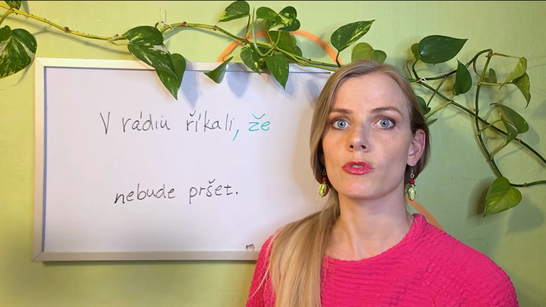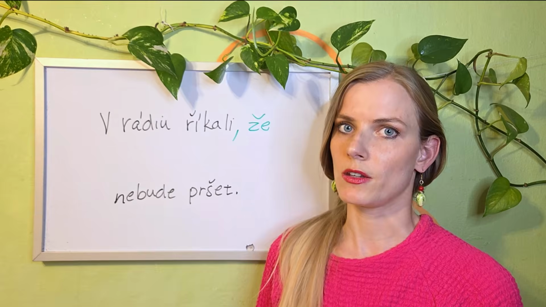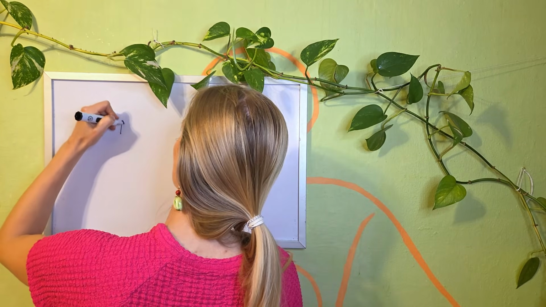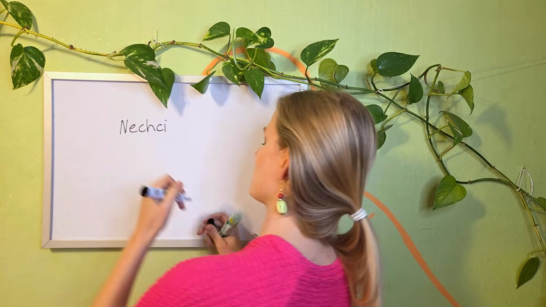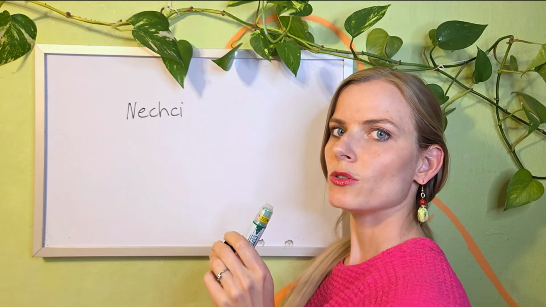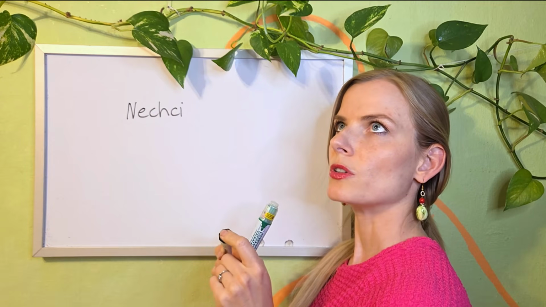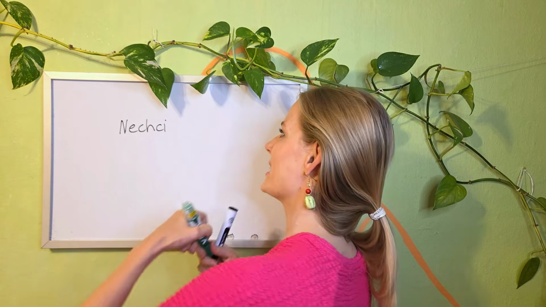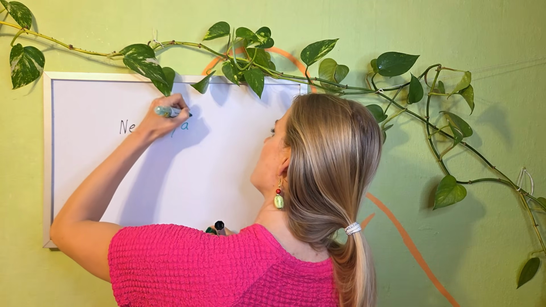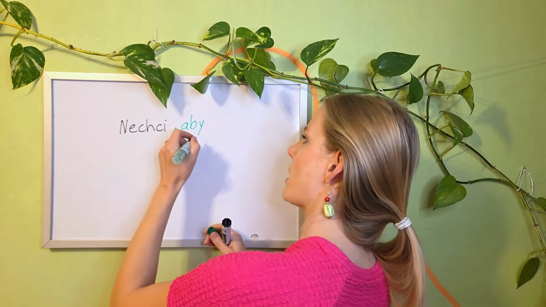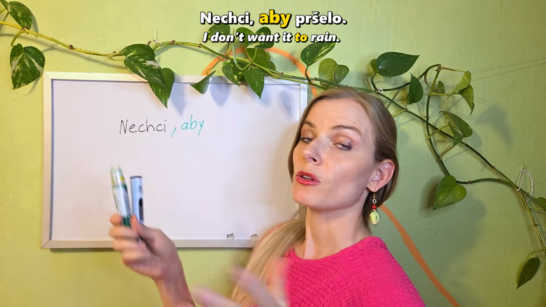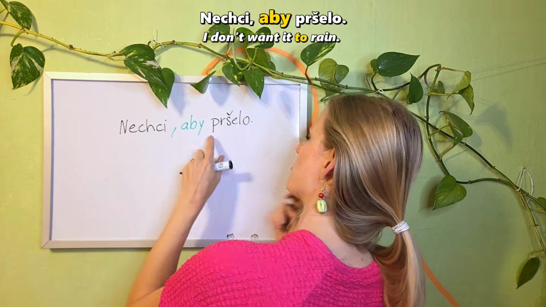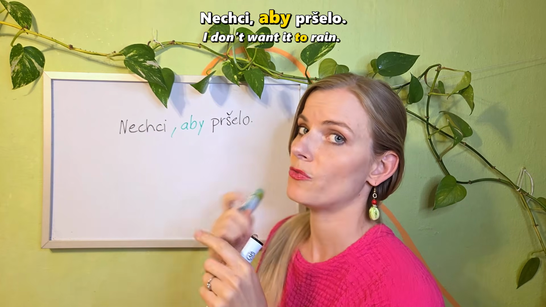Now imagine you want to say, I don't want it to rain. How could we say that? The first part is easy. Nechci, I don't want. We would actually say literally, I don't want so that it would rain. That sounds weird, but this is what we're gonna do. Nechci, and then we put this aby clause. Nechci, aby, and then you say pršelo. That's all. Nechci, aby pršelo. I don't want it to rain. Pršelo is the conditional form.